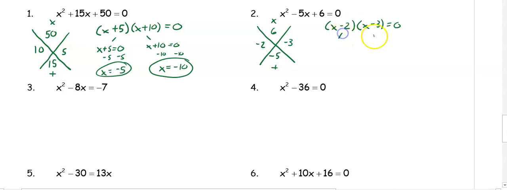Each parenthesis gets set equal to 0. So x minus 2 equals 0 and x minus 3 equals 0. Then we can add 2 to both sides, so x equals 2. We can add 3 to both sides, so x equals 3.